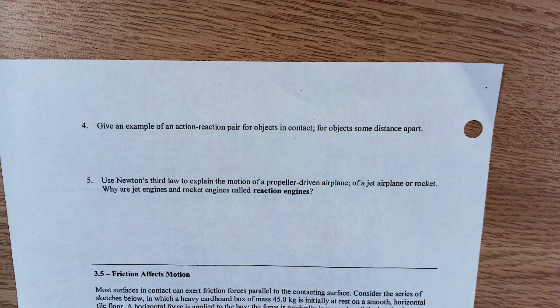Then use Newton's third law to explain the motion of a propeller-driven airplane, and of a jet airplane or rocket, and why jet engines and rocket engines are called reaction engines. For a propeller-driven airplane, as the propeller rotates, it exerts an action force on the air, pushing the air backwards, which moves the plane forwards. The action is moving the air backwards, and the reaction is moving the plane forwards. For the jet engine or rocket, the action is the force exerted by the rocket on the exhaust gas. The exhaust gas is pushed back, which is the action force, and the reaction is making the rocket or jet airplane move forward.